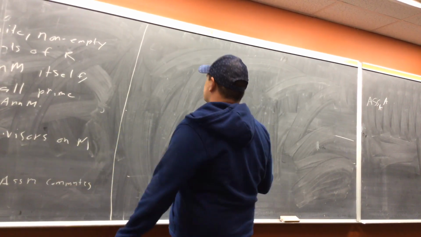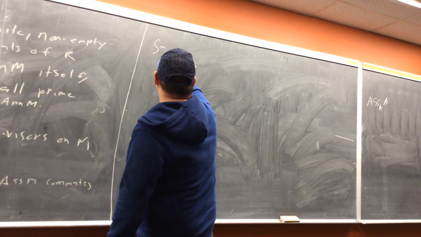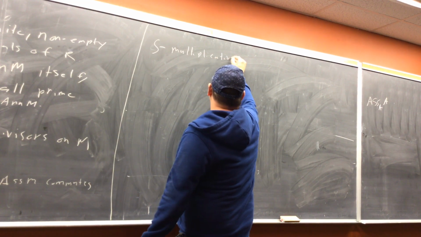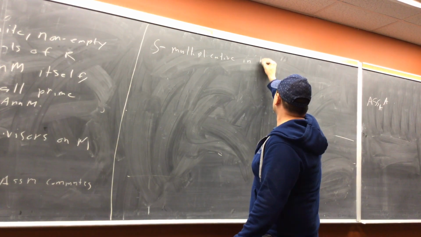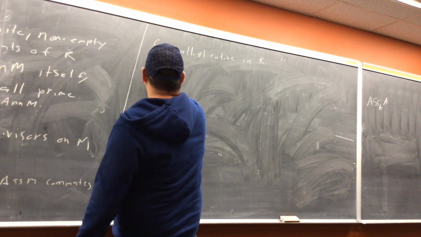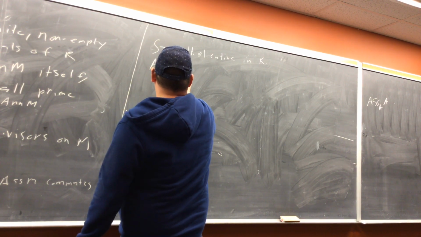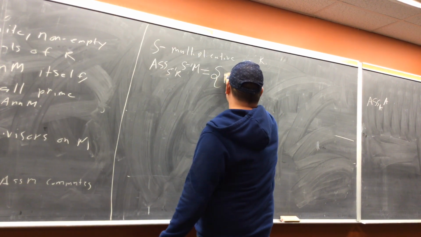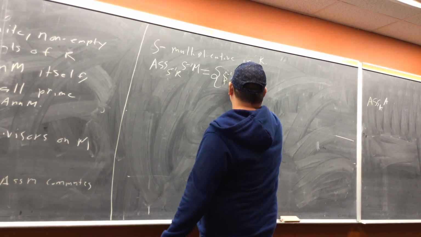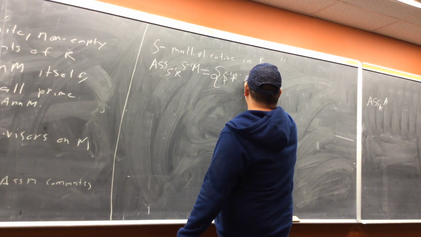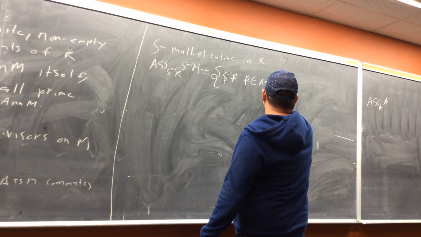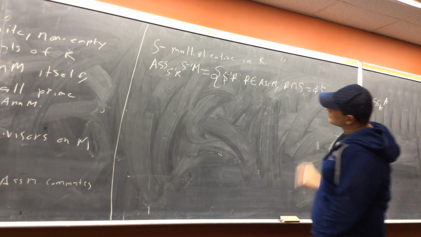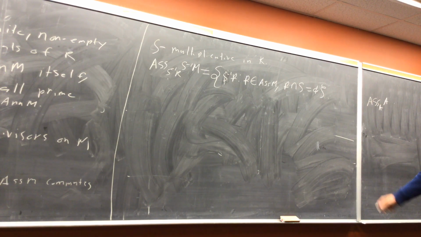But so what is this explicitly? This is saying that, let's say, S multiplicative in R, then this is equal to, and so this is C.